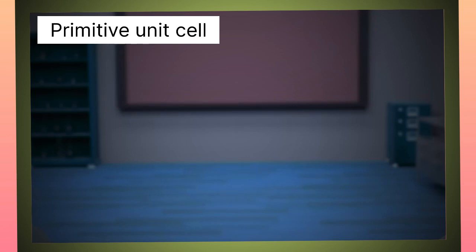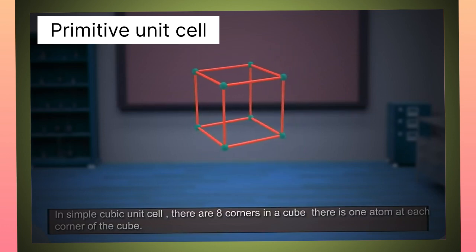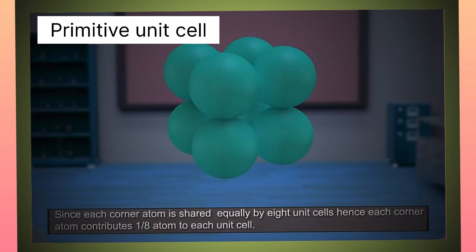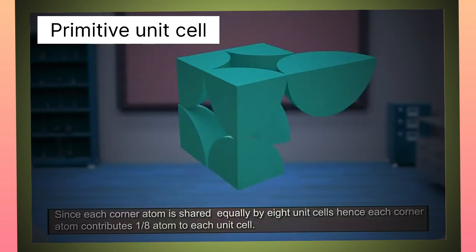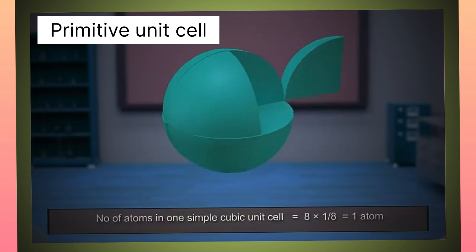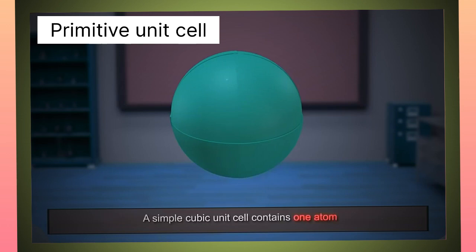In case of a primitive cubic unit cell, that is nothing but a simple cube, students, here particles will occupy the 8 different corners. There is 1 atom at each corner of the cube. And since each corner atom is shared equally by 8 unit cells, each corner atom contributes 1/8 atom to the unit cell. Therefore, the number of atoms in a simple cubic unit cell is 8 corners multiplied by 1/8 as the contribution, that becomes 1.